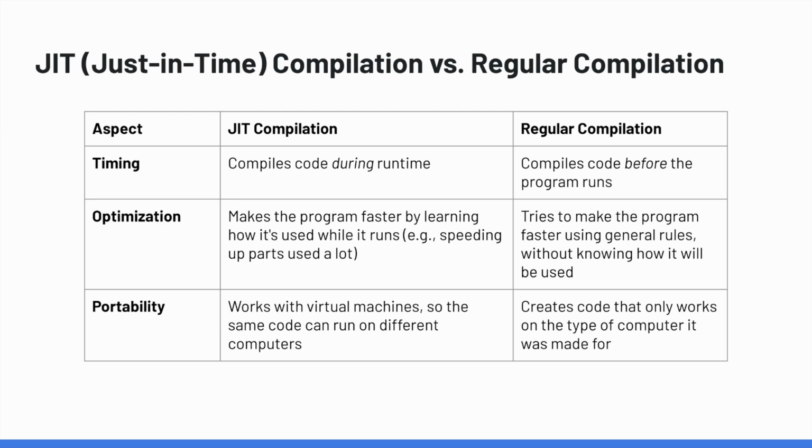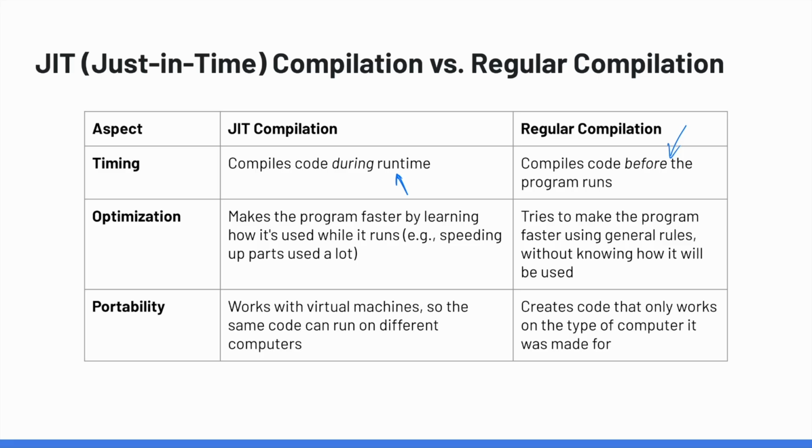Now, if we want to compare this to regular compilation, we can see that in just-in-time compilation, we're actually compiling the code while the program is running. That's what we meant by runtime. So while the program is running, we're going to see which parts of the code are being utilized most frequently, and then we're going to compile those. And that way we're saving the amount of interpretation that we have to do. Versus with a regular compiler, we're compiling all of the code beforehand, and then we don't have any interpretation going on. We're just executing the result of that compilation.